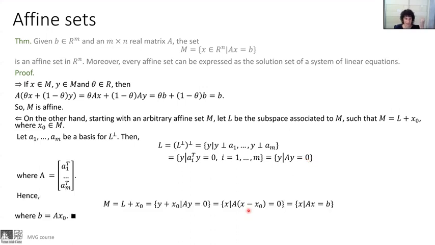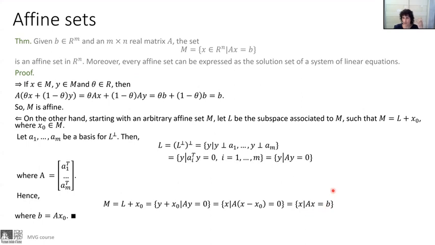Now, what is M? M is L plus X0. So it's all the y plus X0 such that Ay equals zero. Or in other words, it's all x such that A times (x minus X0) equals zero. Just rename y plus X0 as x, which means it's all x such that Ax is equal to b, where b is actually A times X0. So I started from an affine set and I moved to M, which is actually all the x's such that Ax equals b.